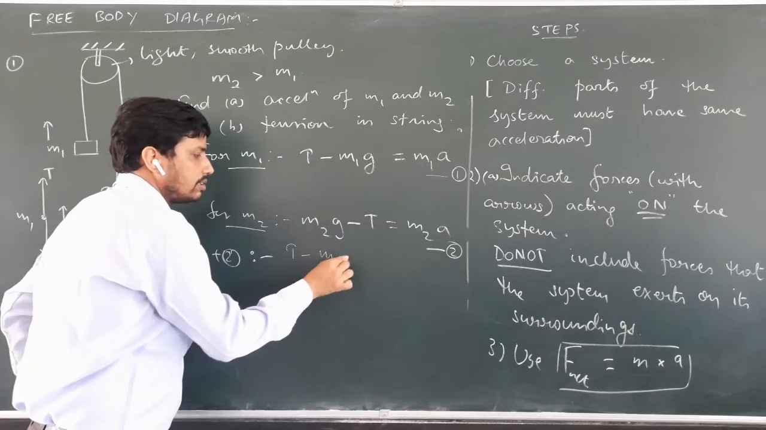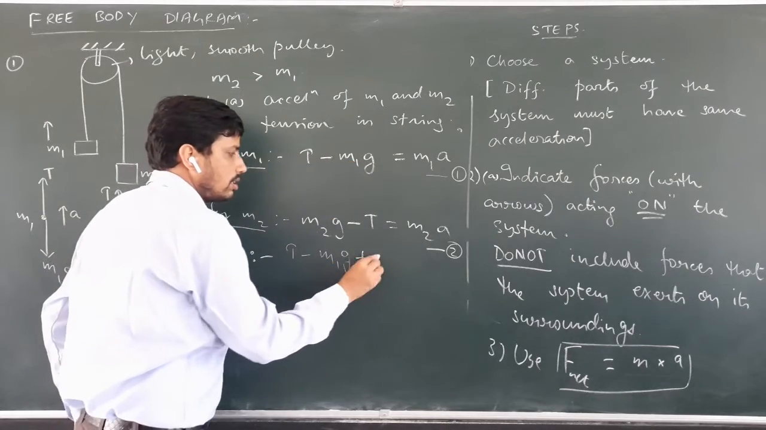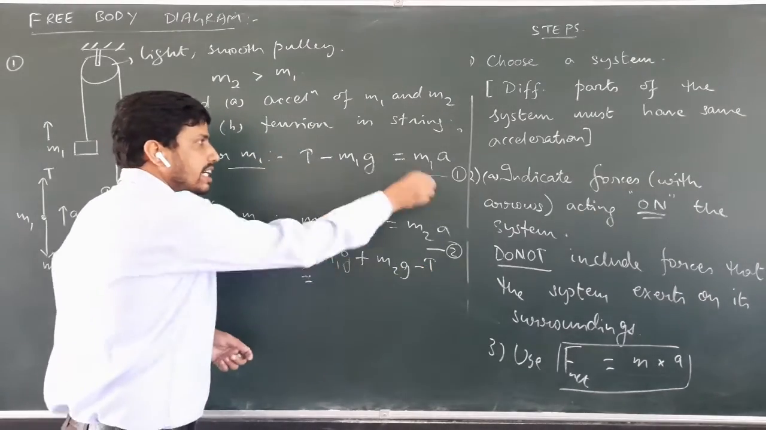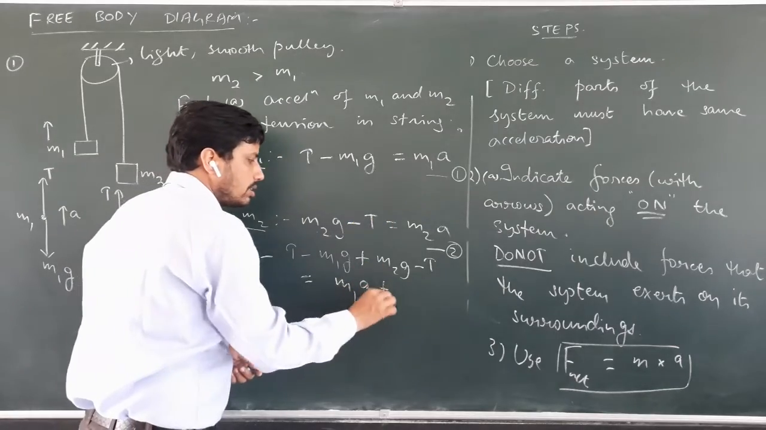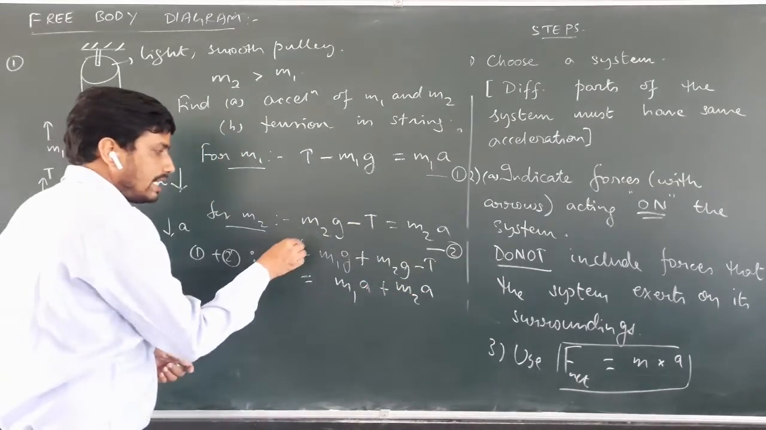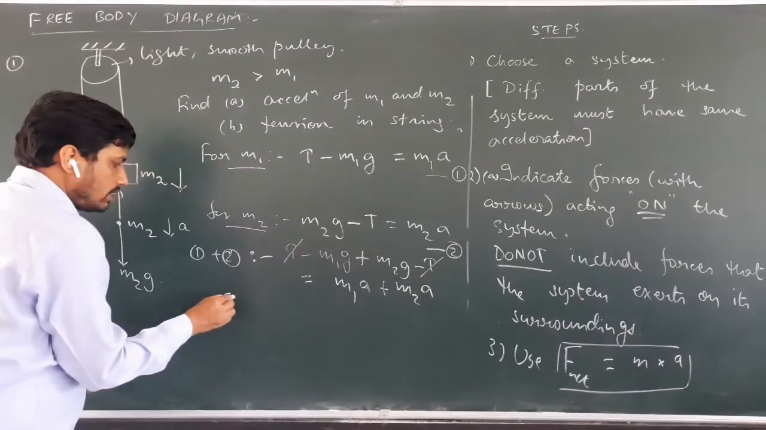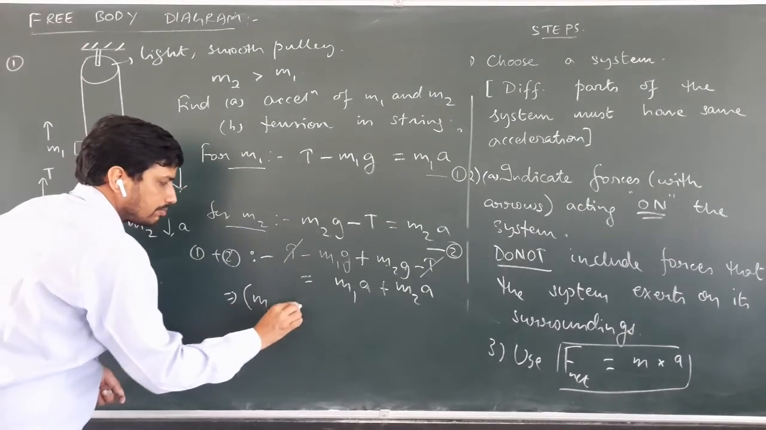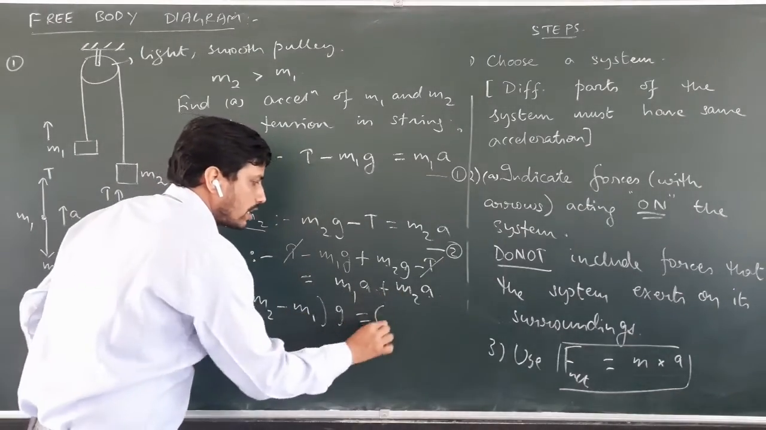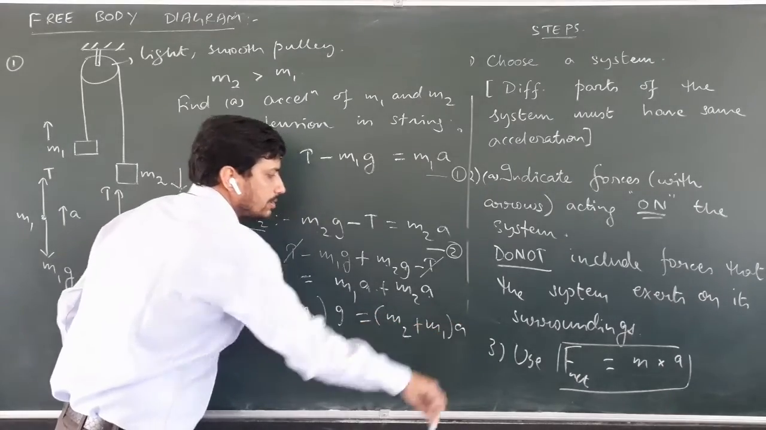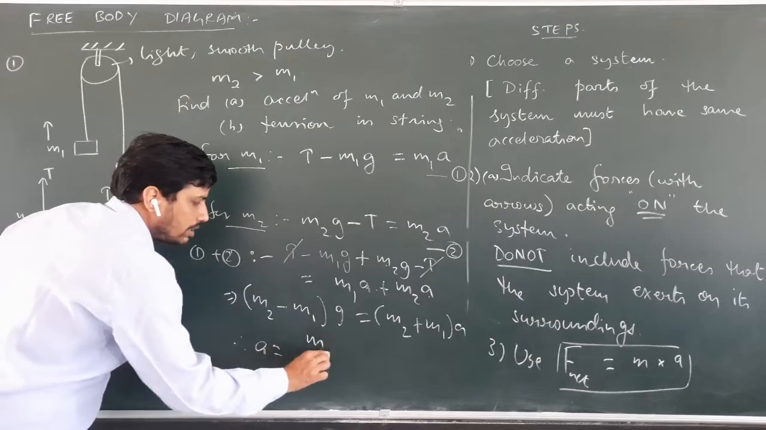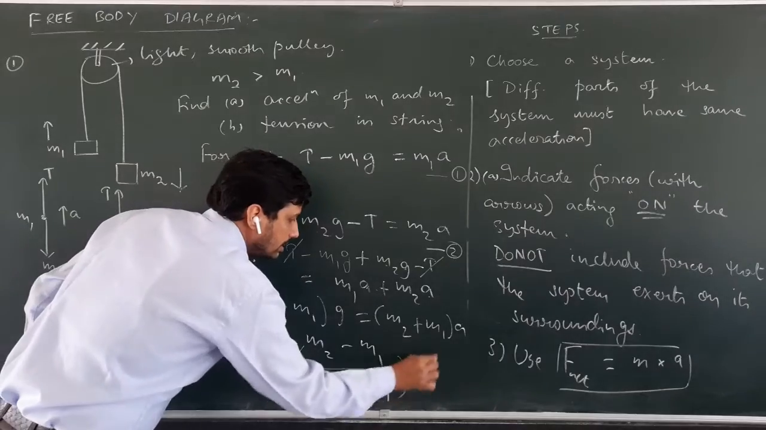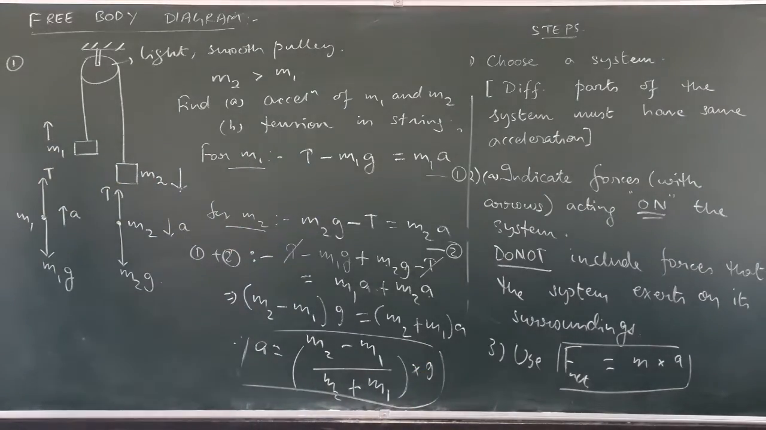T minus M1G plus M2G minus T. Left hand sides we have added, right hand sides also you add. So M1A plus M2A. T and minus T will cancel. So this implies here G you can take common, M2 minus M1, and here A you can take common, M2 plus M1. So therefore A becomes how much? The difference of masses by sum of masses into G. This is the value for acceleration.